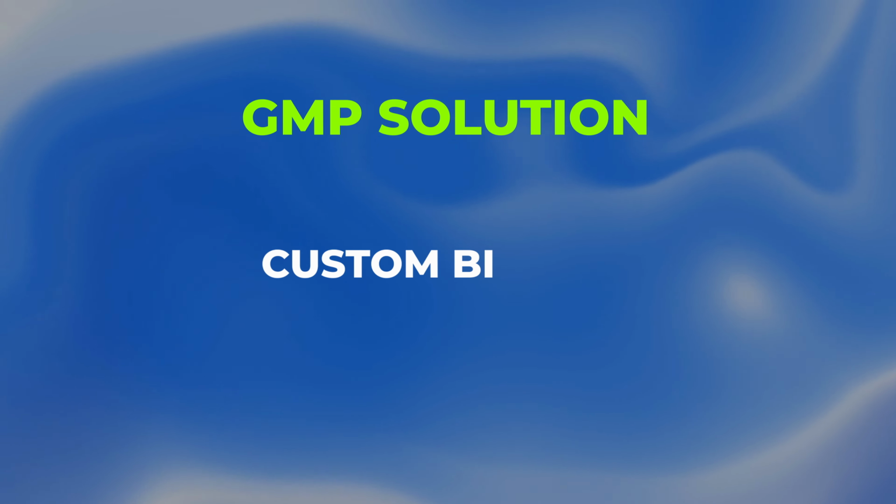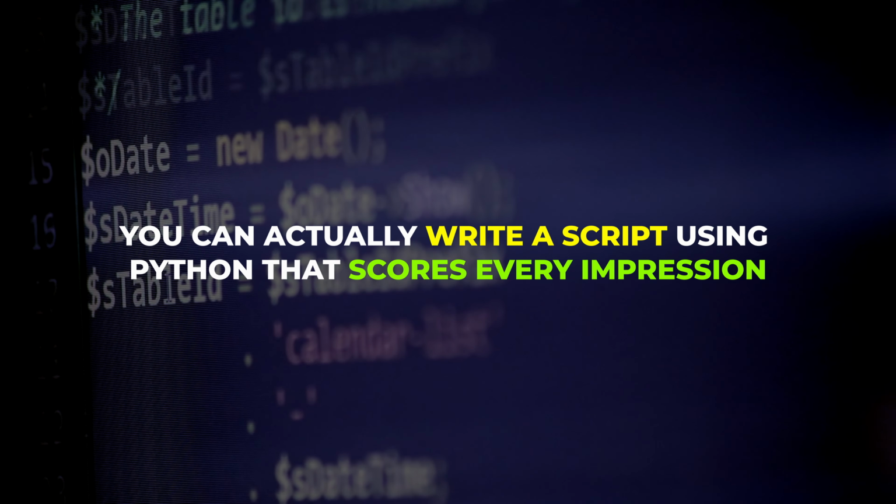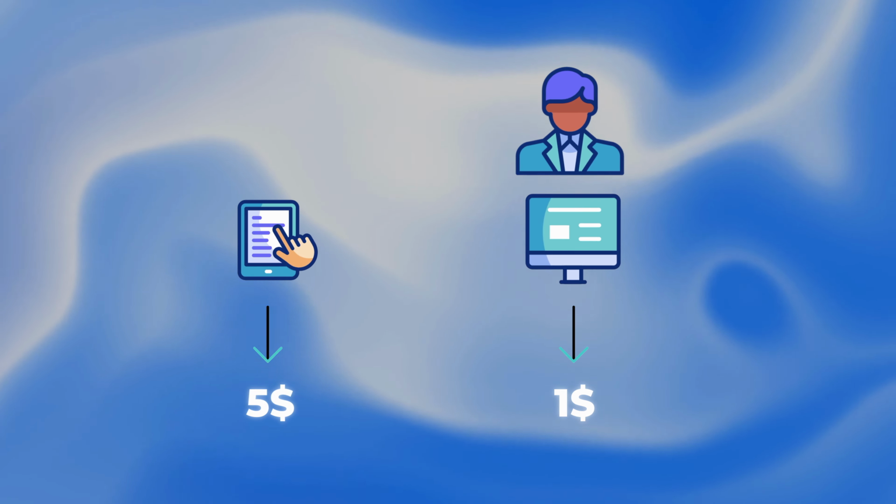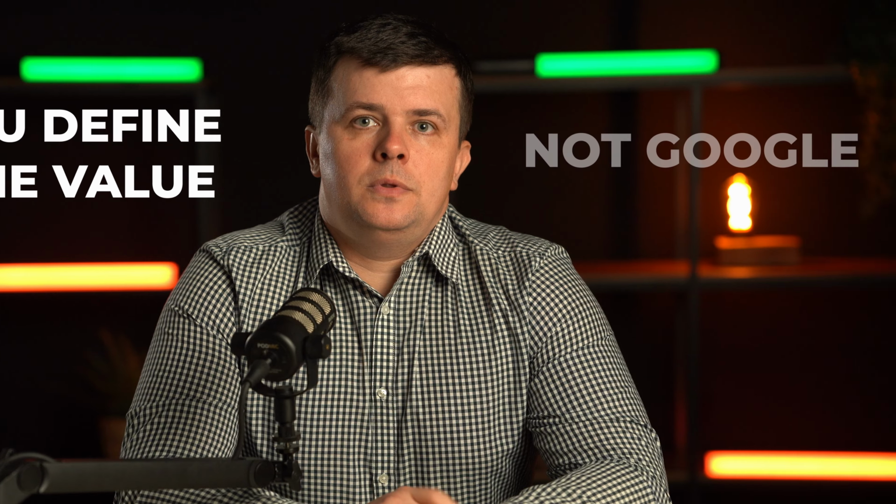The Google Marketing Platform solution, DV360, offers custom bidding. This is where you get to play scientist. You can actually write a script using Python that scores every impression. You can tell the algorithm, if the user is on a mobile device on a Tuesday and reading a financial article, bid $5. If they are on a desktop on Sunday, bid $1. You define the value, not Google. This allows you to optimize for things like time on screen or brand lift rather than just the clicks.